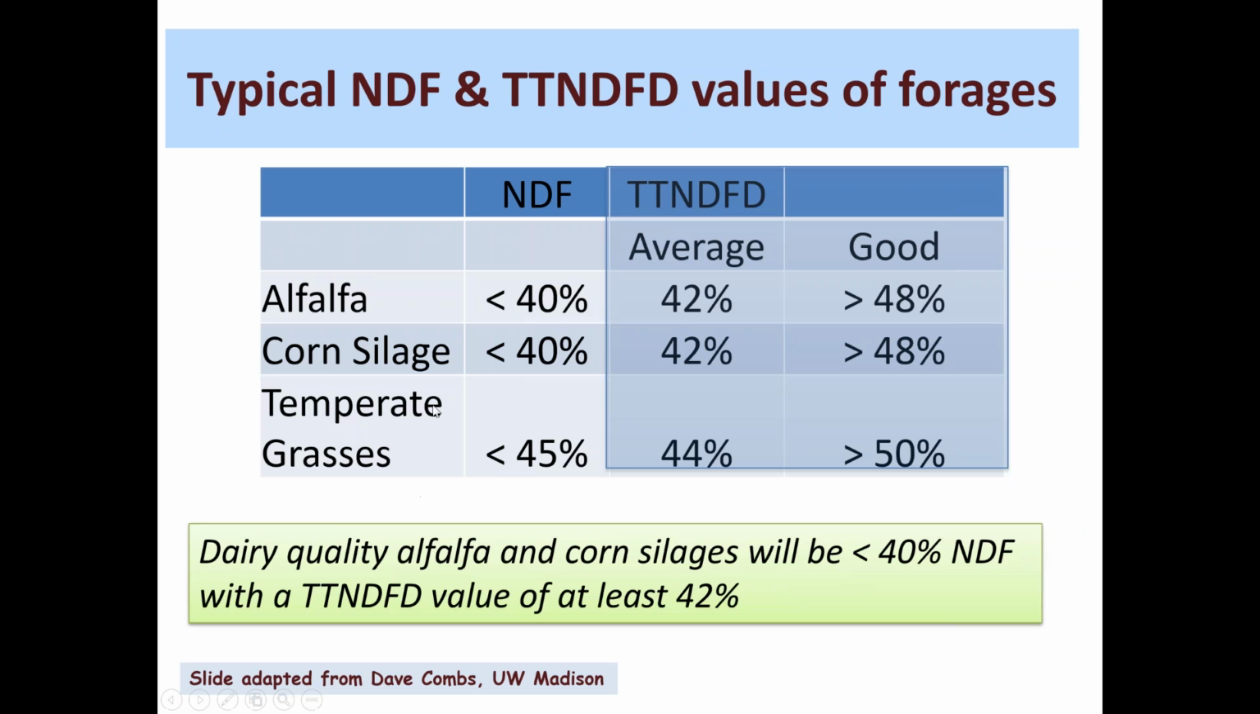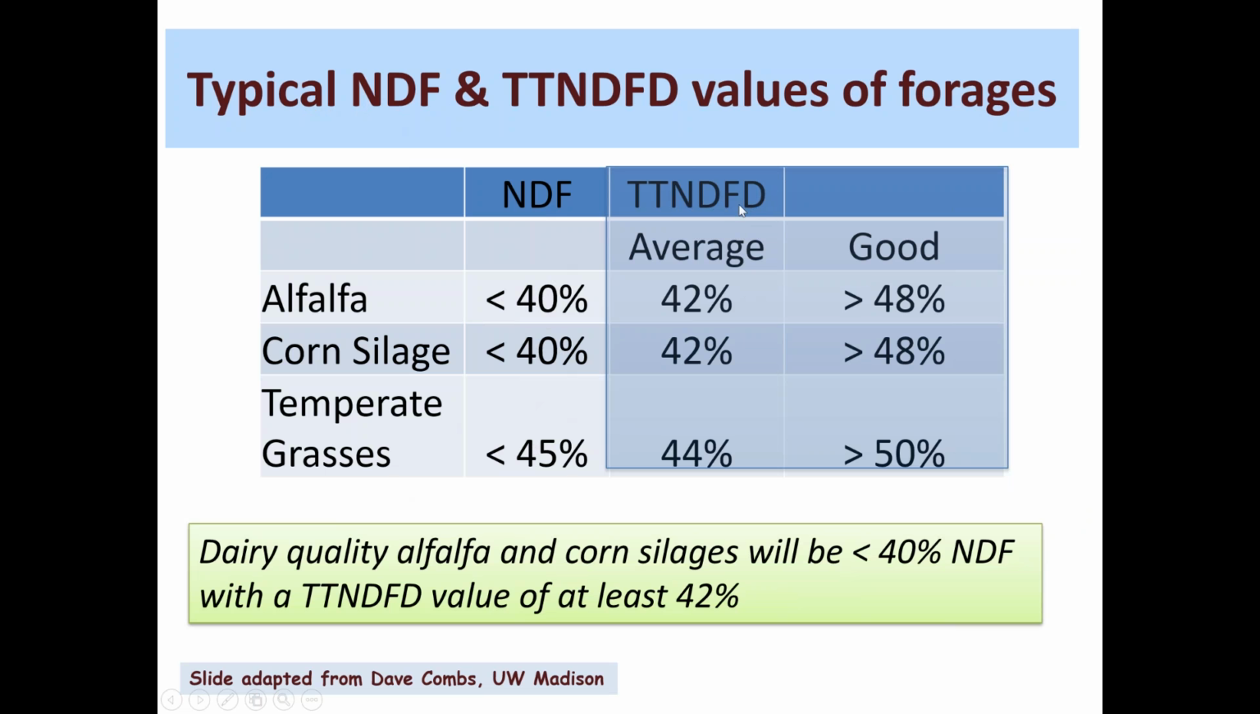This is a graph that I think is very nice that Dave has put together for some of his outreach or extension-related talks. He's looking at quality parameters for NDF concentration: 40% or less for alfalfa and corn silage, or for the grasses, 45% or less being very high quality.